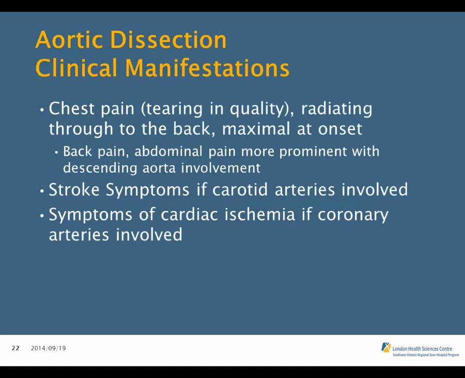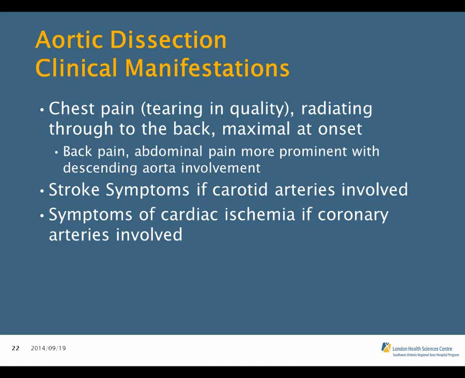So on to the clinical manifestations. As Matt mentioned, chest pain that's tearing in quality is most common for a dissection, and it often will radiate through to the back. And another key point is it's maximal at onset. So it's going from 0 to the worst pain possible right away, as opposed to MI, where the chest pain can be more crescendo or decrescendo, gradually waxing and waning.